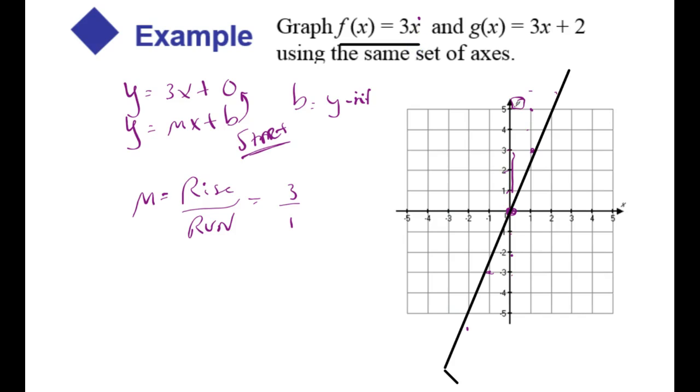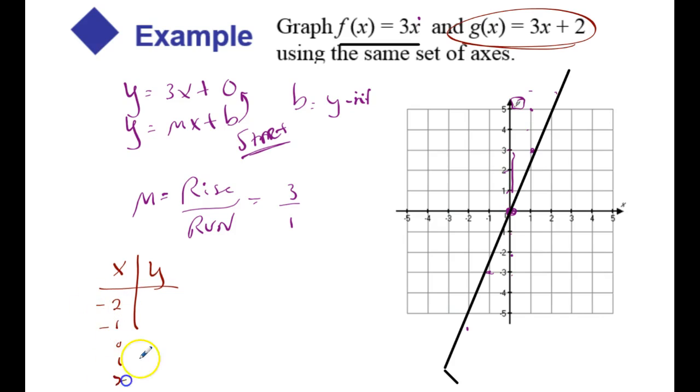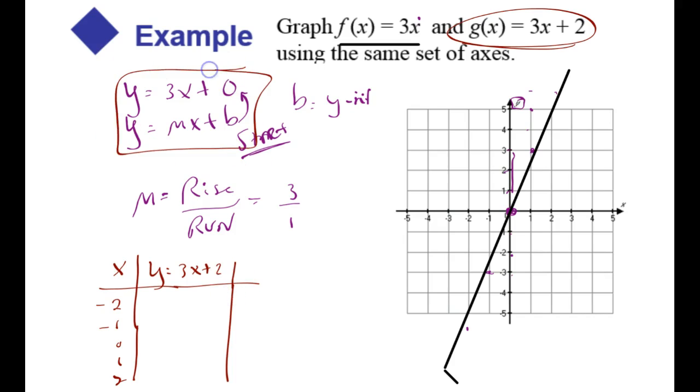We could repeat this process for the next line, and I'll change colors here. So y equals 3x plus 2. Remember, you could always do a t-chart if you didn't like this method. I'm not a big fan of the t-charts. You could plug in -2, -1, 0, 1, and 2, plug in for x, solve for y, and actually look at what the y values are. I'll do 1 or 2 here, but I think graphing y equals mx plus b, slope and intercept, is much faster.